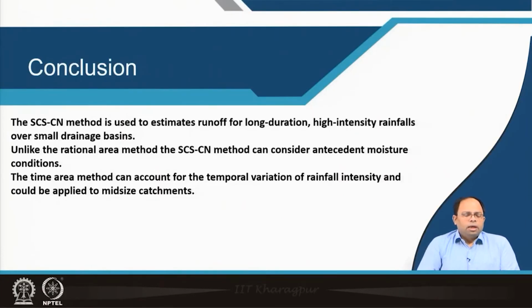So, to conclude, the SCS CN method is used to estimate runoff for long duration high intensity rainfalls over small drainage basins. Unlike the rational method, the SCS CN method can consider antecedent moisture conditions and many more soil and other characteristics. The time area method can account for temporal variation of rainfall intensity and could be applied to mid-size catchments. So, that is the benefit of the time area method. There are many methods in use, and depending on the software that we would be using, several options would be available and we can use any one of the methods.